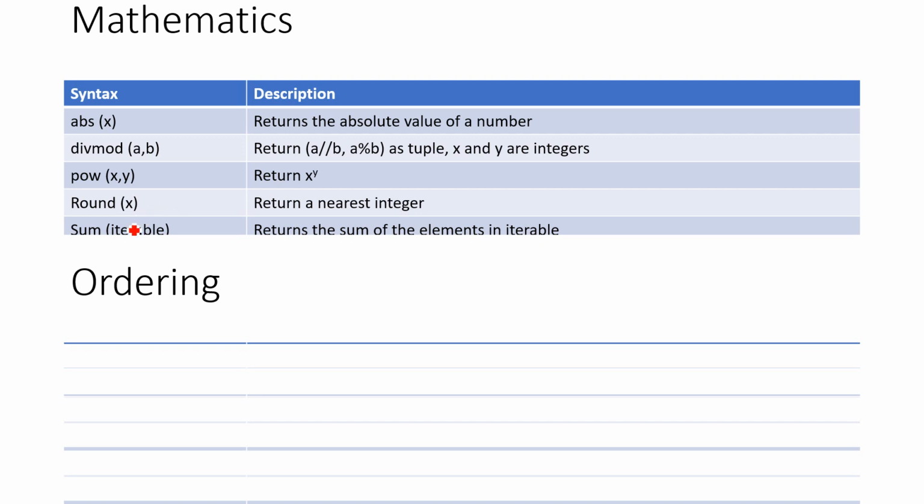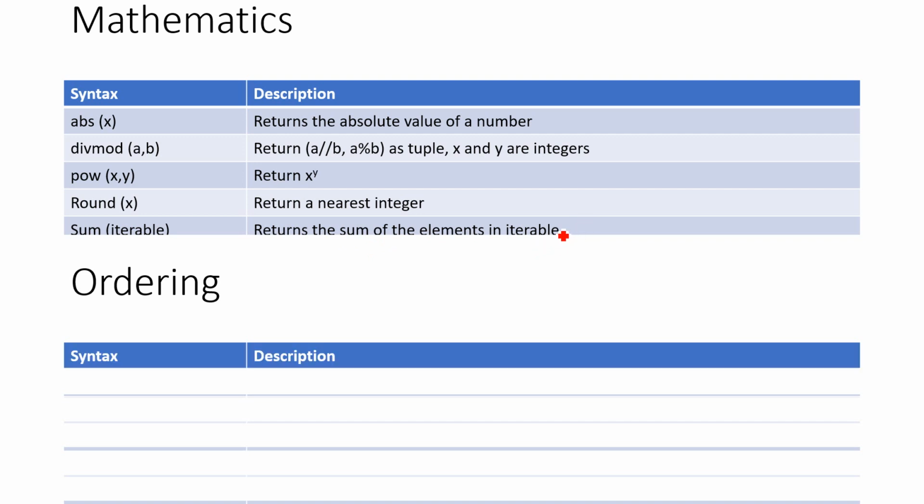Then we also have sum of an iterable. If we have a list with some numbers and want to find the sum directly, we can find the sum of the given iterable. That returns the sum of the elements in the iterable, like a list or a tuple. We can make use of it.